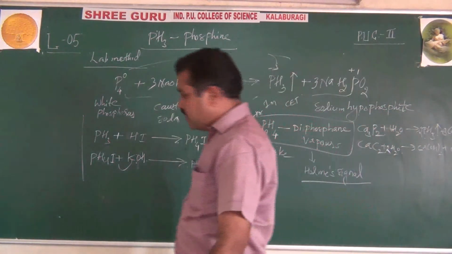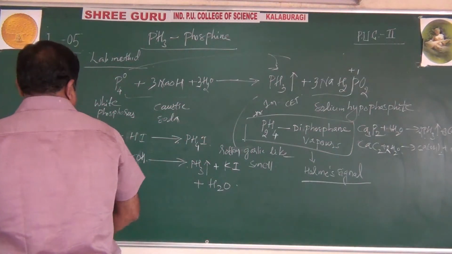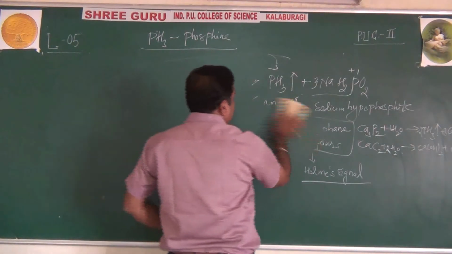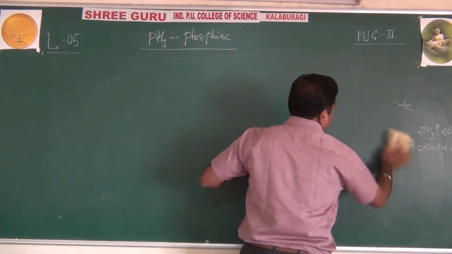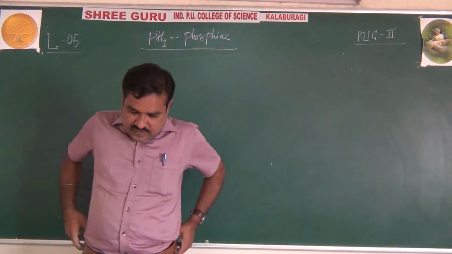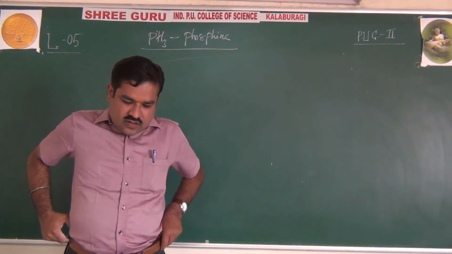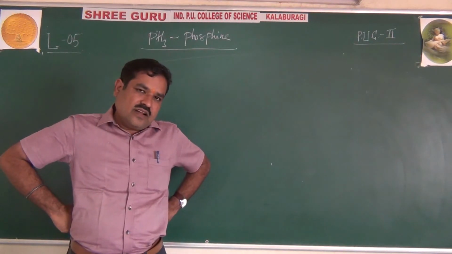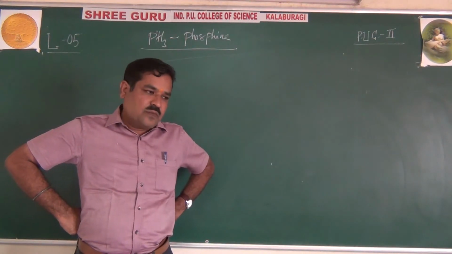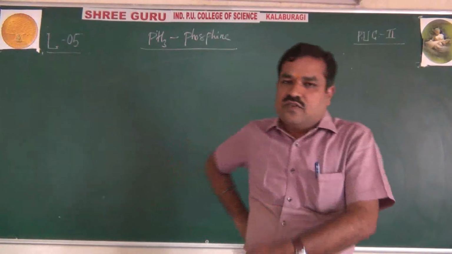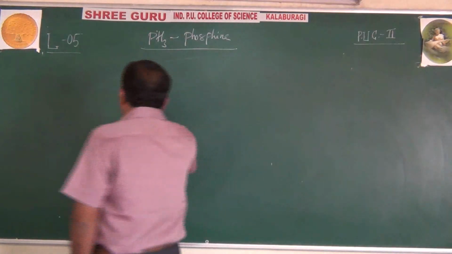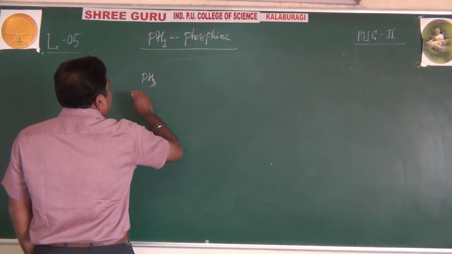Now coming to another important topic, the physical and chemical properties of phosphine. As far as physical properties are concerned, it is colorless but highly suffocating, with a rotten garlic type of smell. It is prepared, as I told you, from white phosphorus with caustic soda. And it is insoluble in water.